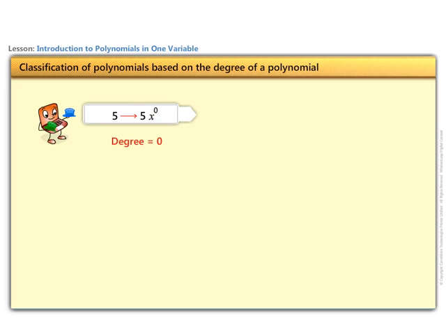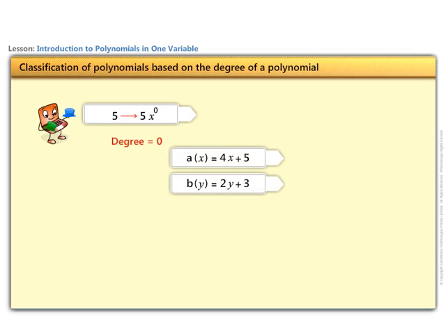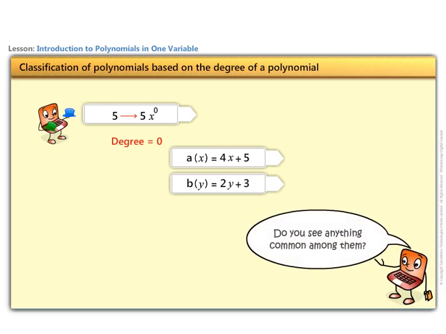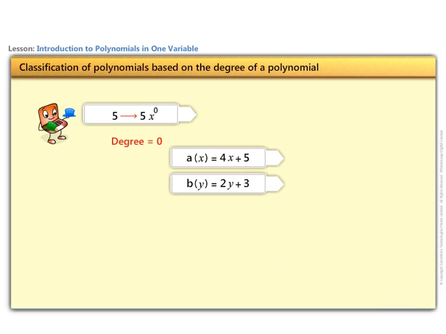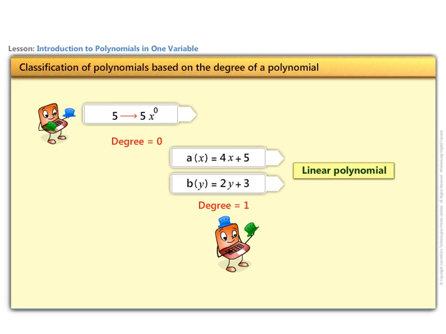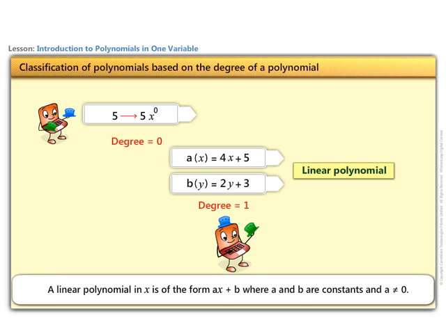Now, observe the polynomials a(x) is equal to 4x plus 5, b(y) is equal to 2y plus 3. Do you see anything common among them? The degree of each of these polynomials is 1. A polynomial of degree 1 is called a linear polynomial. A linear polynomial in x is of the form ax plus b, where a and b are constants and a is not equal to 0.